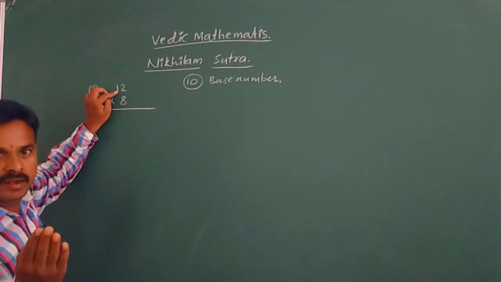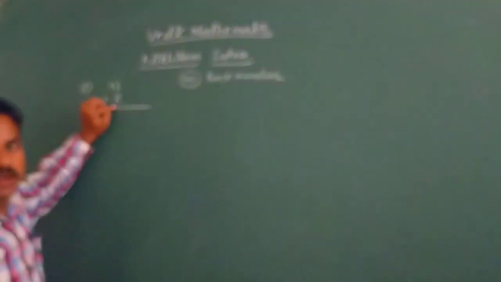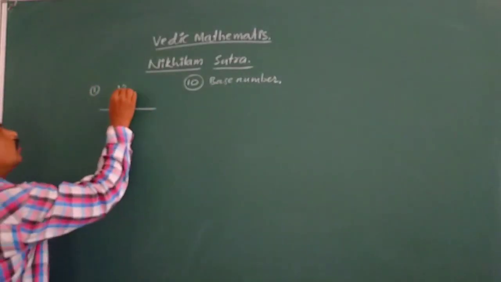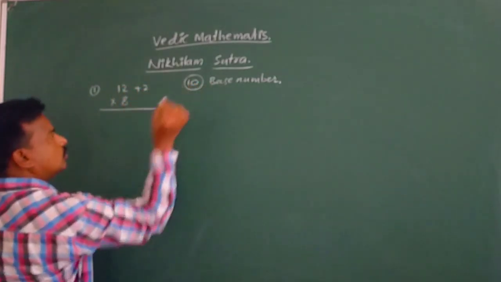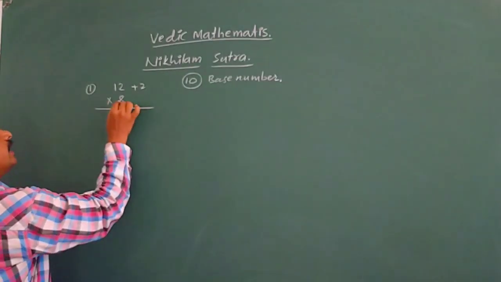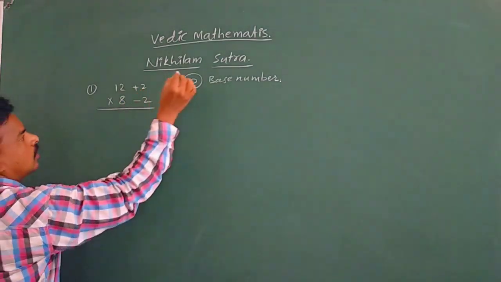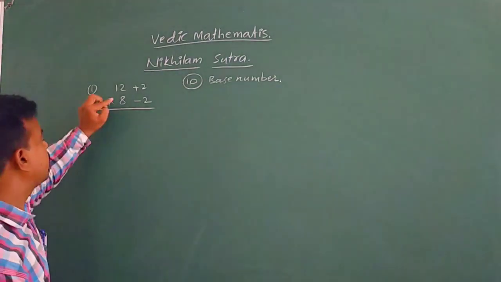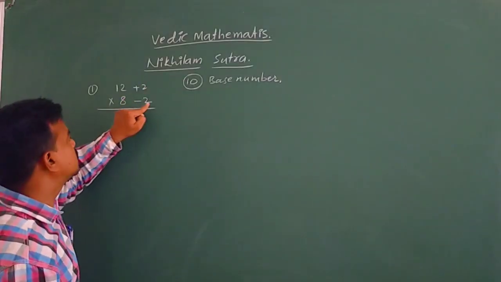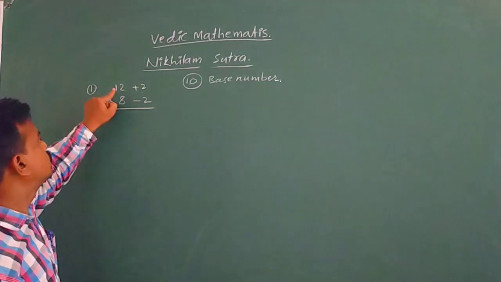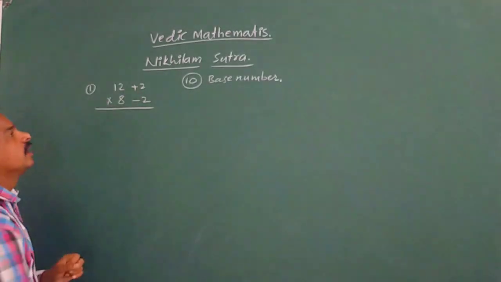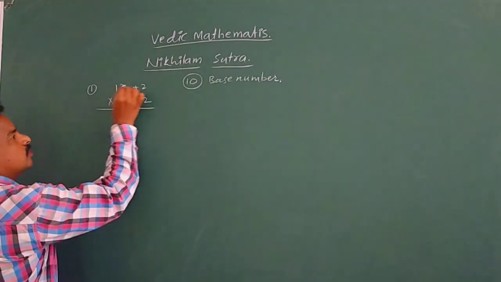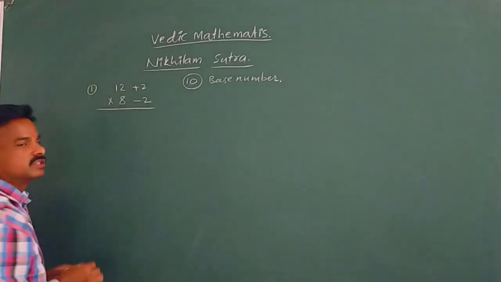But here you see, one number 12 is more than 10 and another number 8 is less than 10. Now you see 12 is more than 10 by 2, and 8 is less than 10 by 2. So 8 is less than 10, that's why minus 2 we have to write. 12 is more than 10, that's why we should write here plus 2. That means 10 plus 2 is equal to the original number 12, and 10 minus 2 is equal to the original number 8.